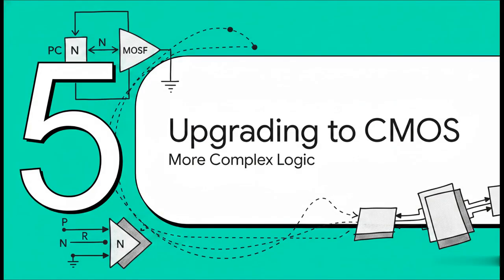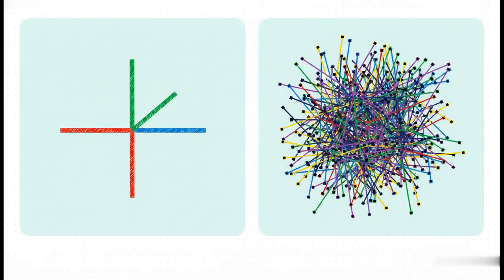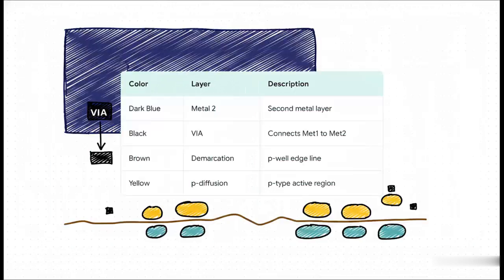All right, let's step it up. Section 5, upgrading to CMOS. So standard monochrome or simple NMOS encoding is fantastic for the basics. But let's be real, modern chip design primarily uses CMOS, complementary metal oxide semiconductor. And the thing is, when we upgrade to a double metal CMOS process, the routing complexity just goes entirely through the roof. Our simple little color palette needs a major expansion to handle all the new layers and wiring demands. Let's carefully walk through these new additions.